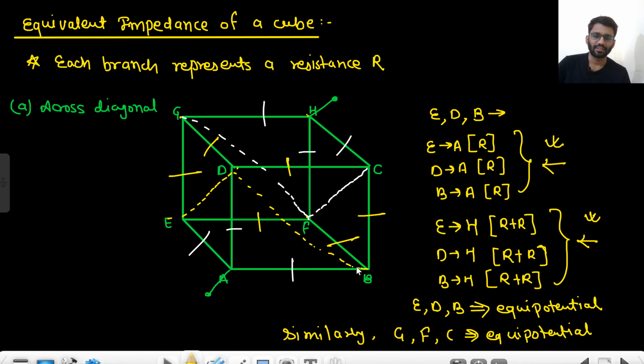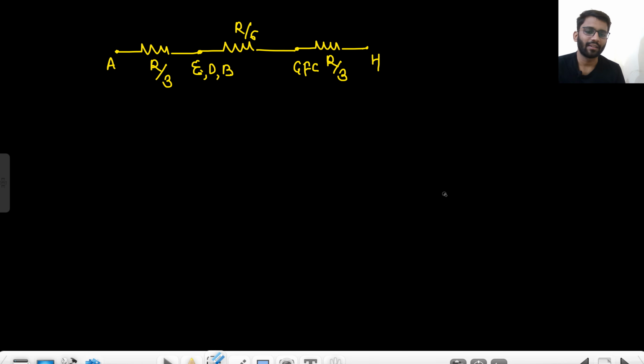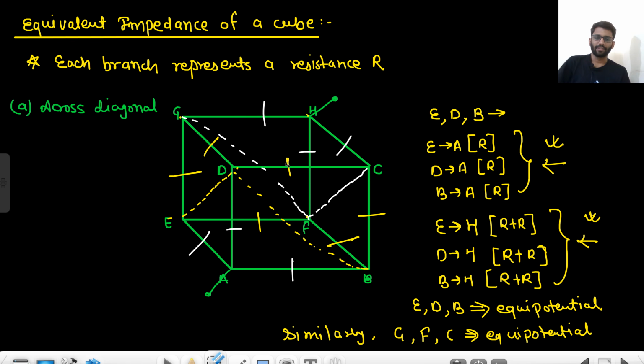And now let's talk about this. Between B and F, one R is there. So there are total 6 R, all in parallel. So totally it will give me R by 6. And did I miss any resistance? No, I did not miss any resistance.